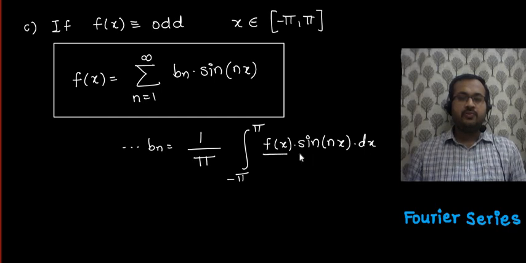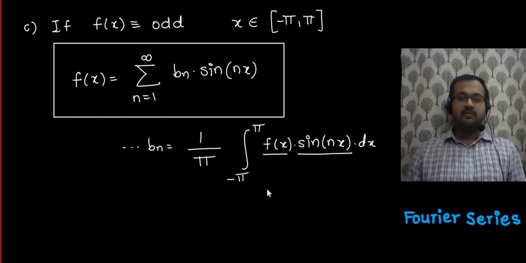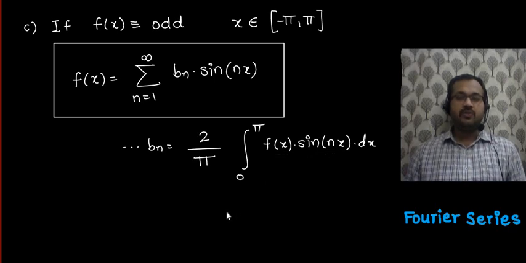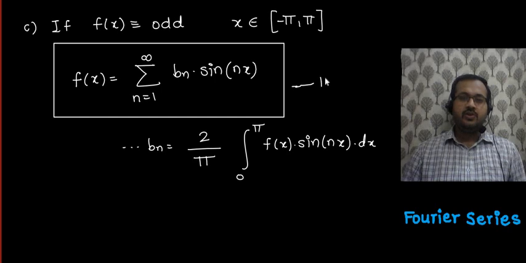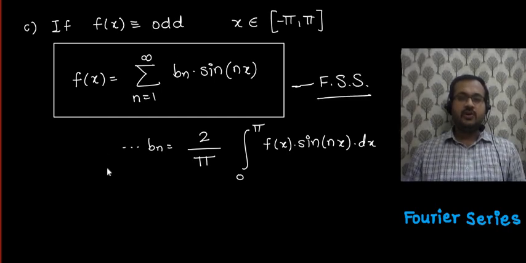Since the product of two odd functions is always even, this integration instead of minus pi to pi will become 2 times integration 0 to pi. And this is your formula for the Fourier coefficient bn, and if we apply the same integral properties for that odd function, the value of a0 will be 0 as well as an will be 0. So this is your Fourier sine series when the function is odd.